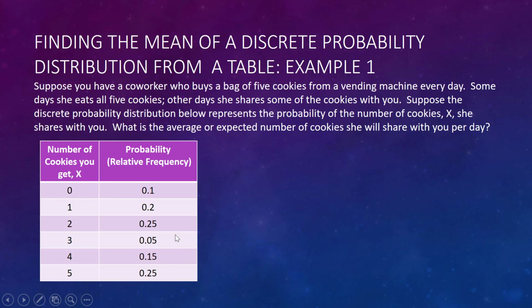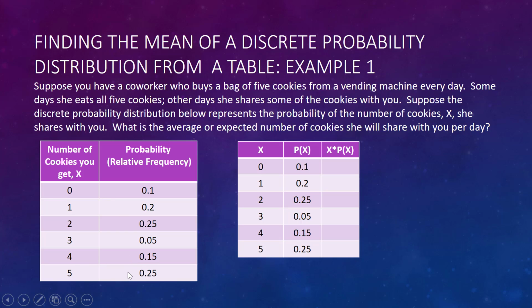So here's our table. As you can see, the probability of her giving you no cookies, which means that she eats all 5, is 0.1 or 10%. Probability of her giving you 1 cookie is 20%, 2 cookies is 25%, 3 cookies is 5%, 4 cookies is 15%, and 5 cookies is 0.25.